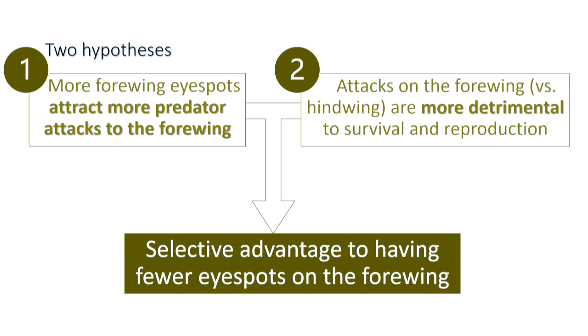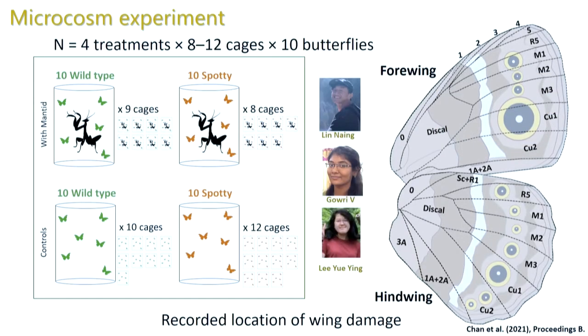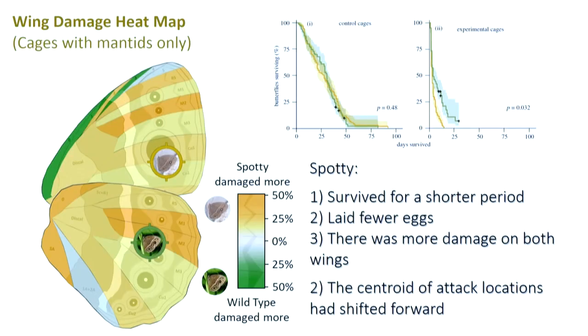But if attacks on the forewing are somewhat more detrimental to the flight escape behavior of the butterfly, because the forewings are very important takeoff wings, then we might have an impact overall, and there will be a selective advantage of having fewer eye spots on the forewing. And so that's what we tested with these experiments, and what we found was that, in fact, there was such a thing. The spotty individuals had a much faster decline, so they went extinct in these cages much faster than the wild-type individuals.